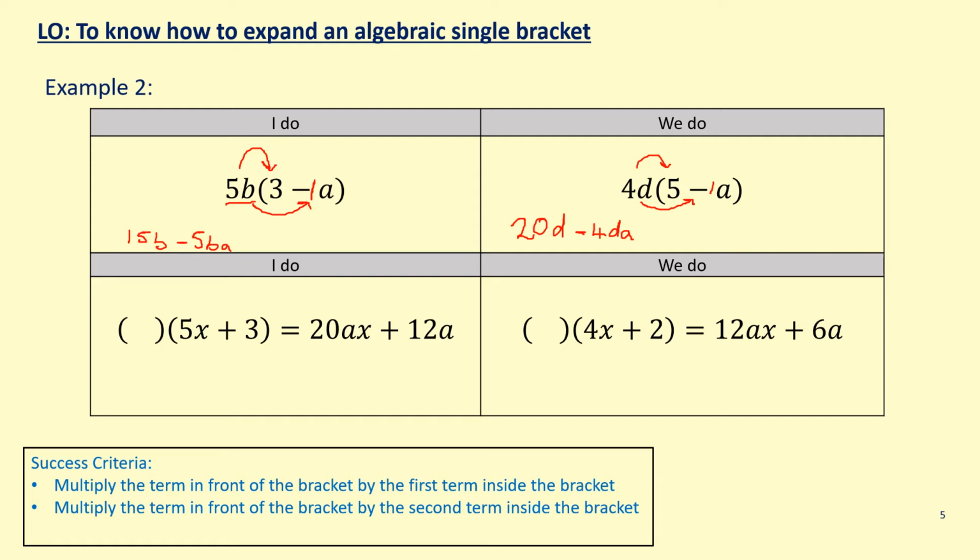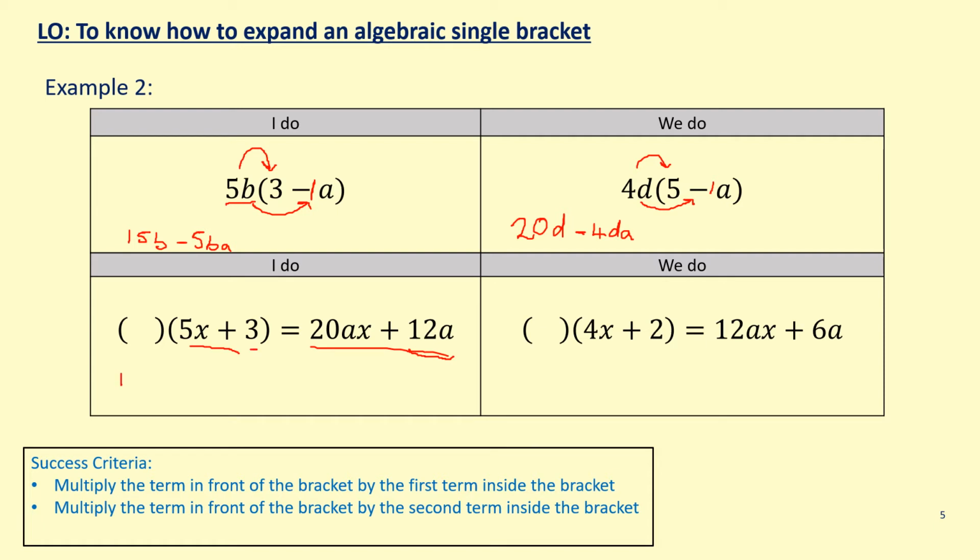Okay, now on to the next I do. This time again we have the bracket, which we need to expand, and we have the full expansion, so we need to work backwards. So here we have the term 20ax. That's got an extra a in there, so I'm actually going to look at this term here, the second one, add 12a. And I know I started with 3.